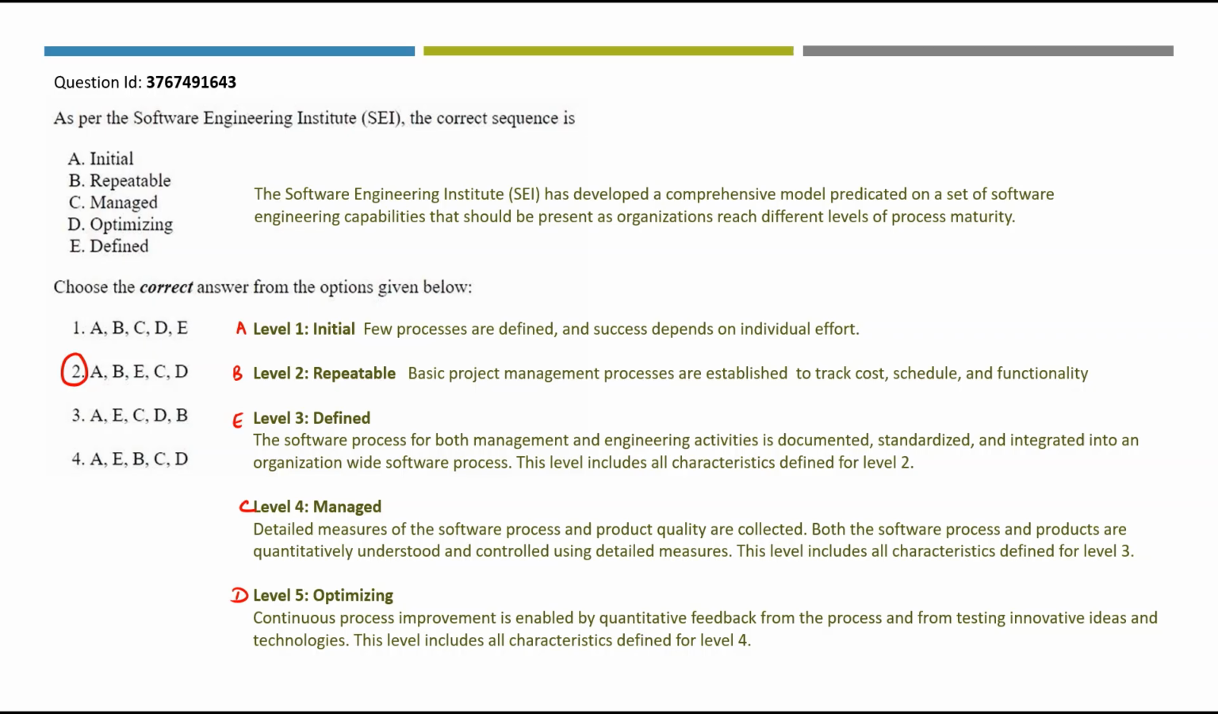What about level 5 optimizing? Continuous process improvement is enabled by quantitative feedback from the process and from testing innovative ideas and technologies. This level includes all characteristics defined for the previous level, that is level 4. So this question has already been explained in those videos. So I am just telling you what are the explanation for these levels alone.